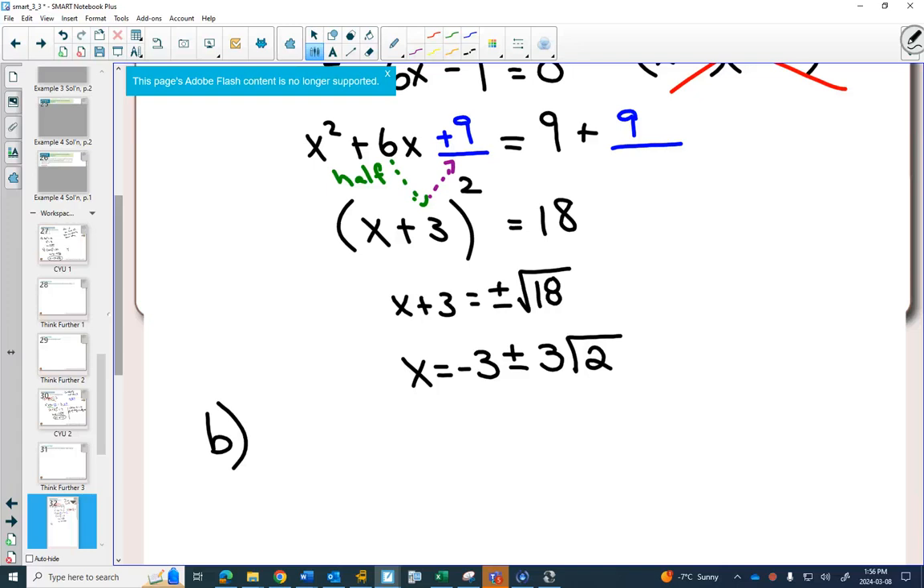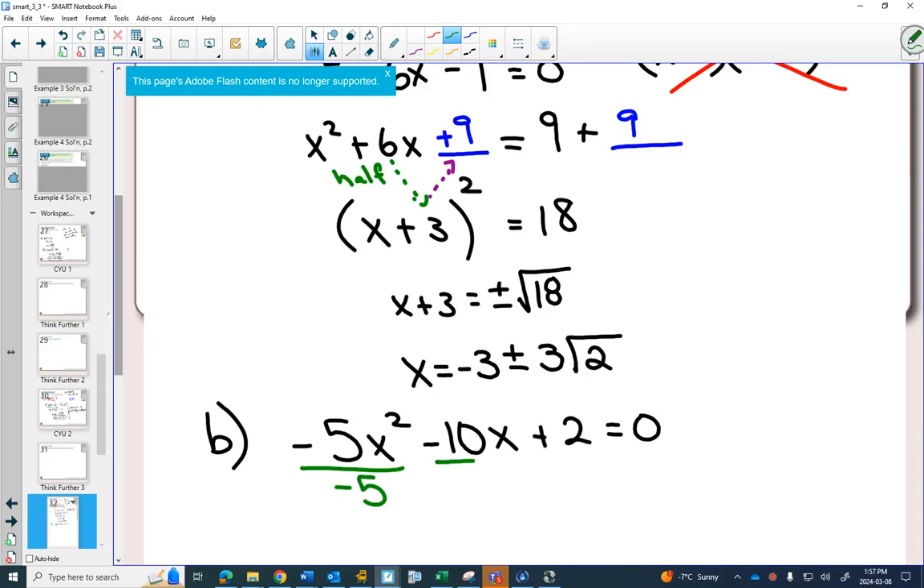So same thing in B. Negative 5x squared minus 10x plus 2 equals 0. If I want it in the nice form that I can complete the square, I don't want a minus 5 out front. What would I have to do to get rid of a minus 5? Divide by negative 5. Now, if you do something to one side of the equation, you have to do it to the other side. And if we divide this entire side by negative 5, it is like dividing this one by negative 5, this one by negative 5, and this one by negative 5. And the 0 is going to get divided by negative 5 as well.